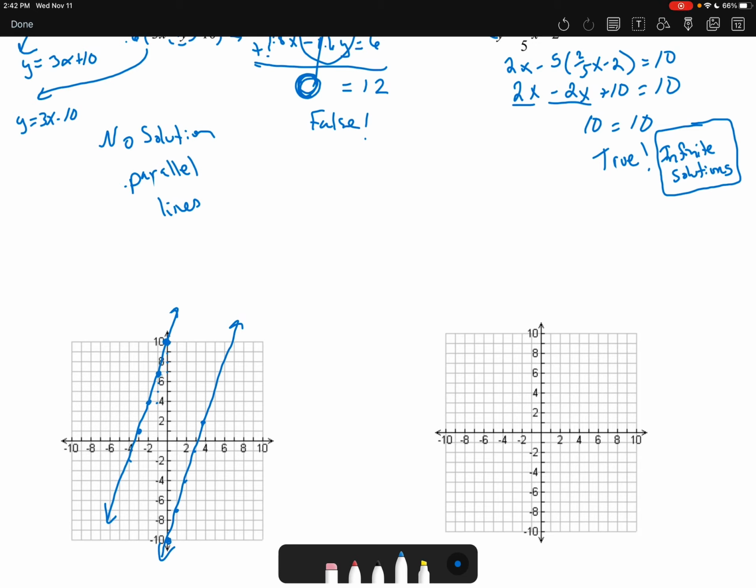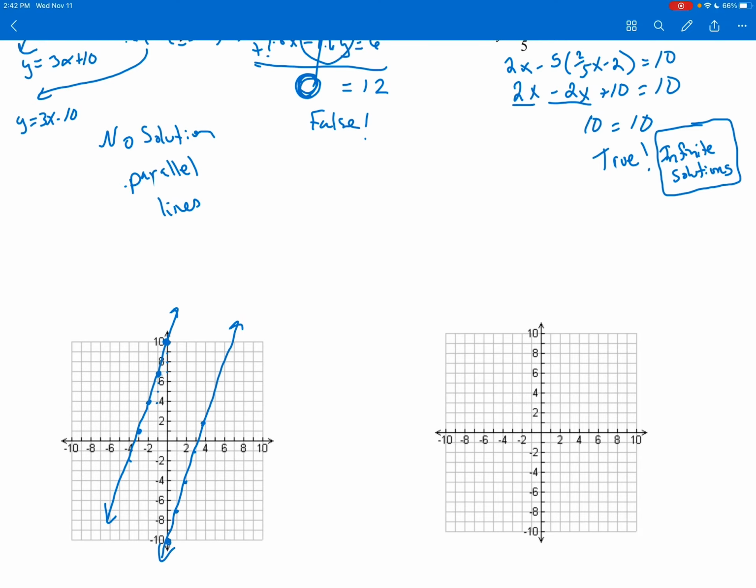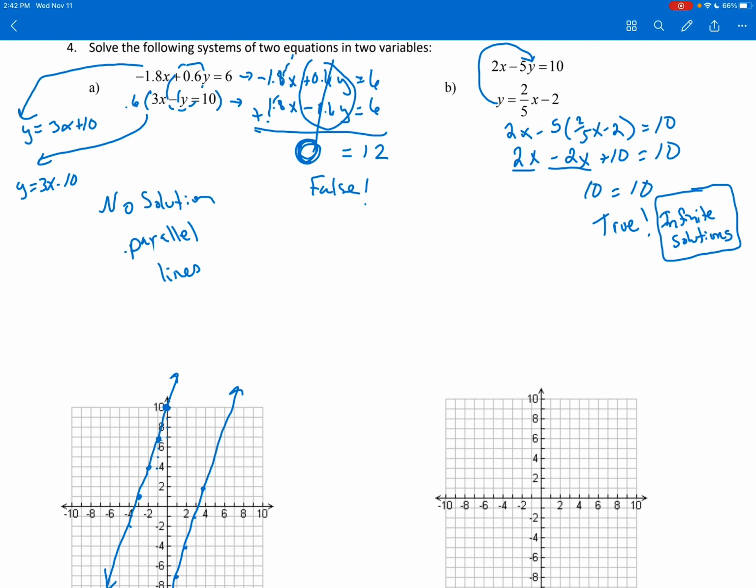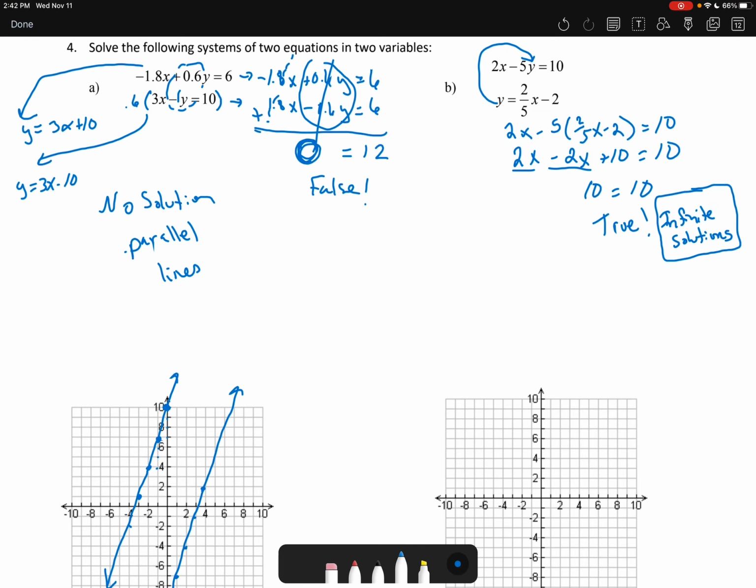Okay, the second one, what happens when it comes out as infinitely many is, again, what that's telling us is that both of these are actually the same line. If we were to take this line up here, this top line, and solve it for y, it ends up being this. It ends up being that line. So they're the same line. So we want to graph that line.